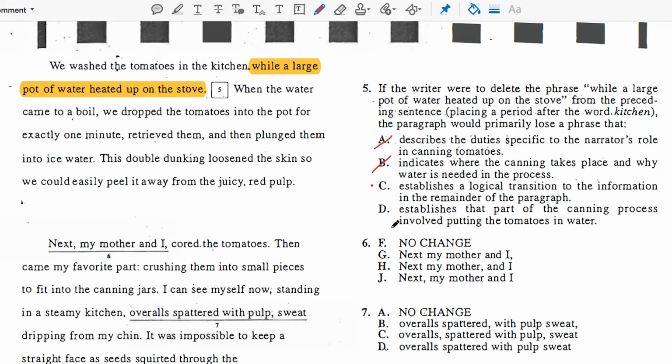D says establishes that part of the canning process involved putting the tomatoes in water. Well, like I said for B, that happens later on in the paragraph as well, so it's not essential for that explanation. So we're left with C. Without this phrase, we would have a disjointed jump between events, washing the tomatoes and the water boiling. So C is our correct answer.